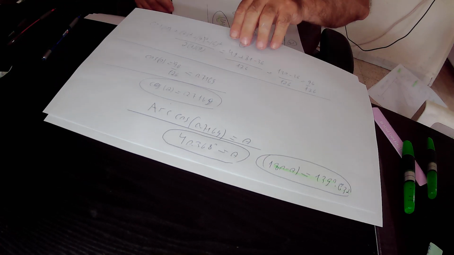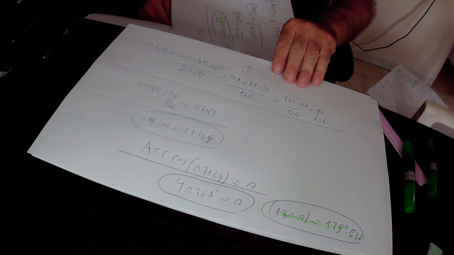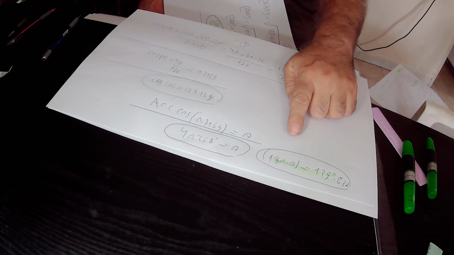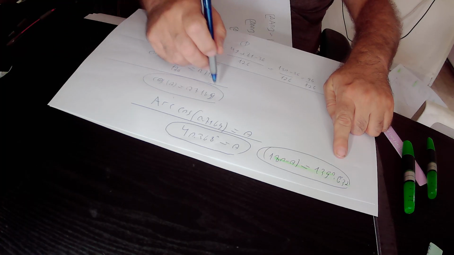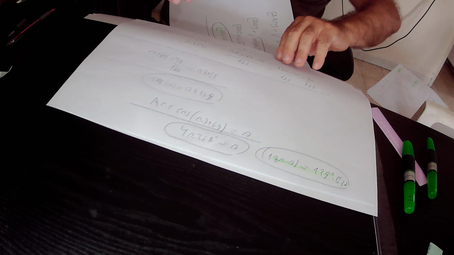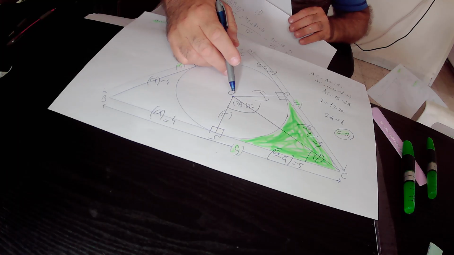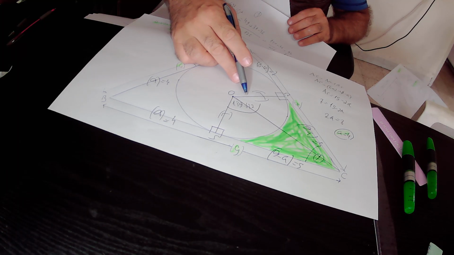But we already found out that 180 degrees minus theta equals 139.632 degrees.